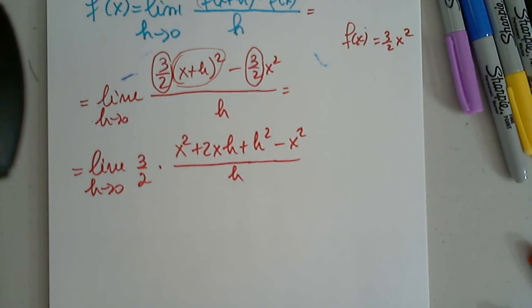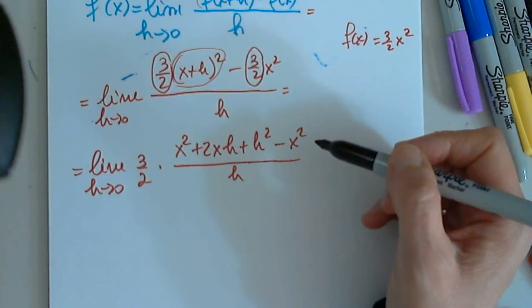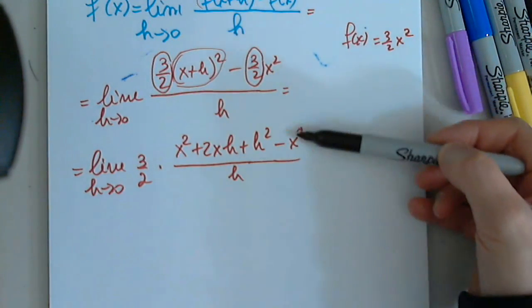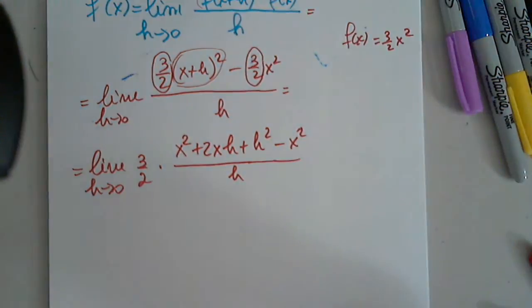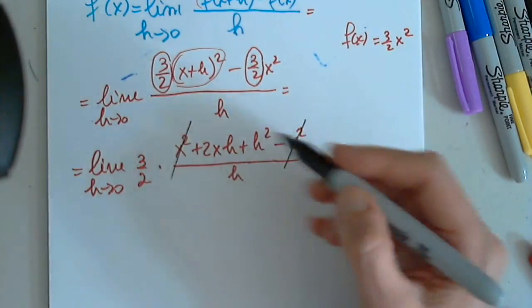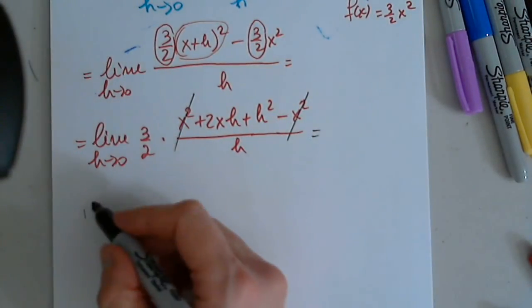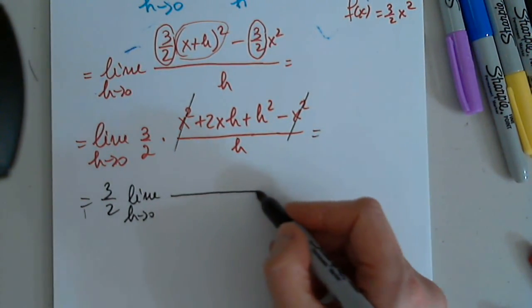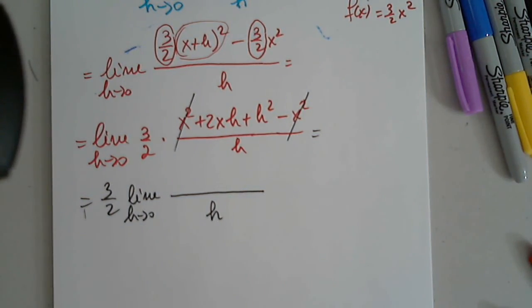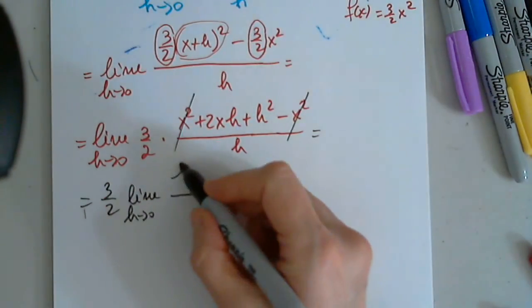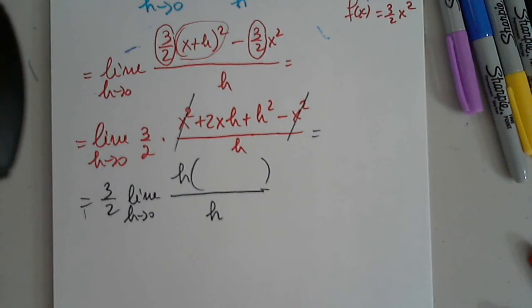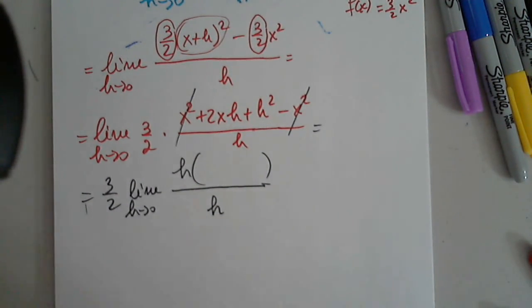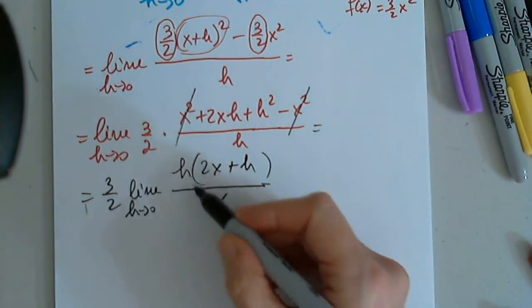So what happens next? You subtract the f of x. I already did. It's right here. Get rid of x squared and negative x squared. Good. Very good. I'll put the 3/2 in front. Limit as h approaches 0. What do we do next? Do we factor out h? We factor out h. Okay. What is left in parentheses? 2x plus h. Good. We simplify.